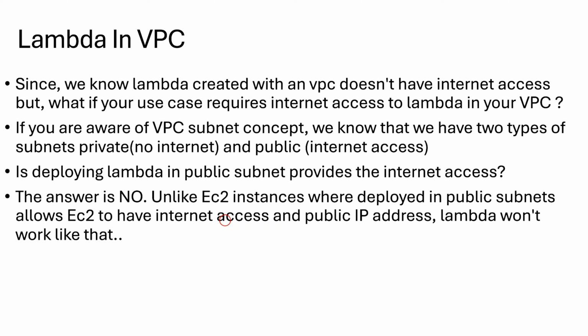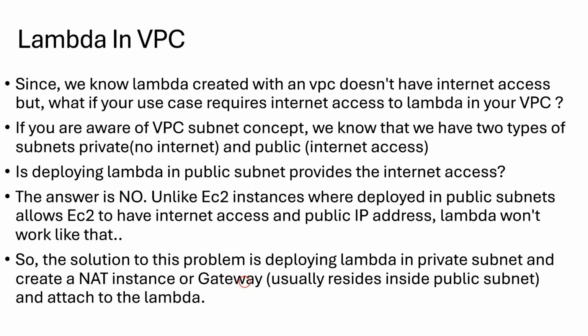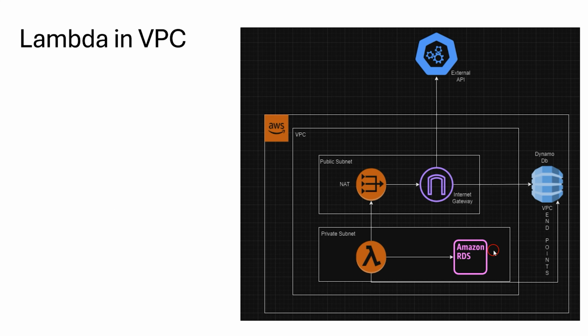And you know, private subnets don't have internet, right? So to get internet access, we need to create a NAT instance or gateway. So we call it a NAT gateway. Okay. So we need to create a NAT gateway, and usually this NAT gateway resides inside a public subnet. So you have to deploy your Lambda in a private subnet. Okay. And also in one of the public subnets, you have to create a NAT gateway and attach that NAT gateway to your Lambda. Okay.